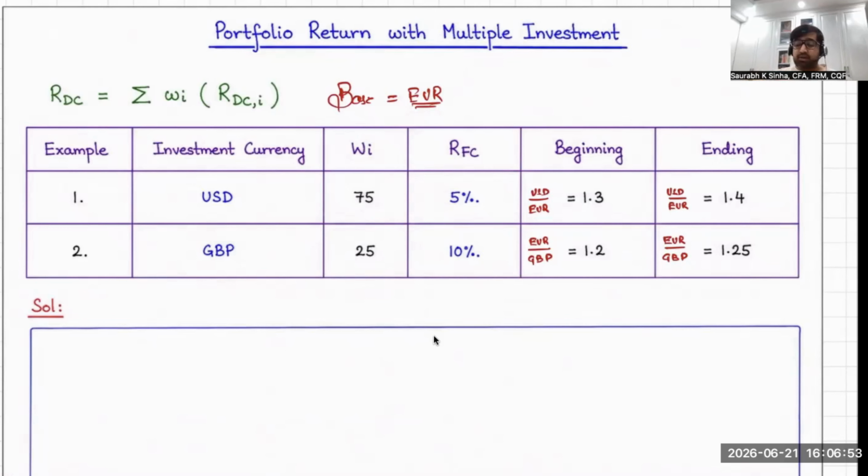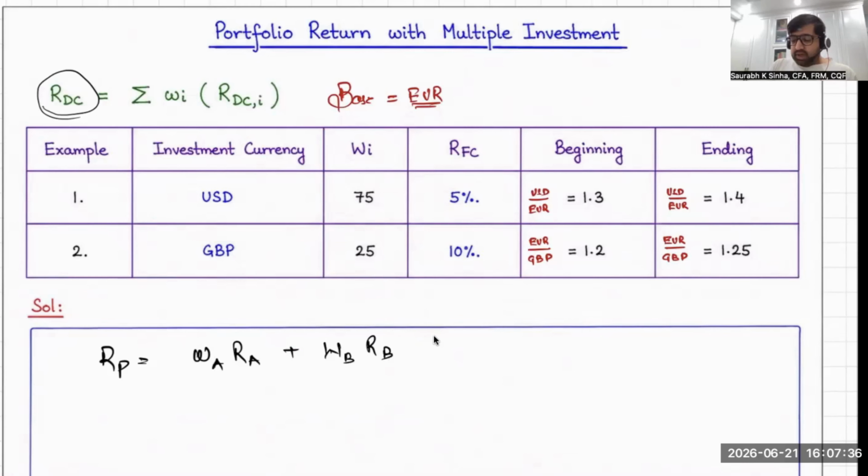Okay. So let's look into the formula. The final formula to calculate the return in the domestic currency of the portfolio is the weighted average of returns of different investments. That is the final formula. So the return of a portfolio is always the weighted average of all the returns. This formula is valid if you're investing in domestic assets.